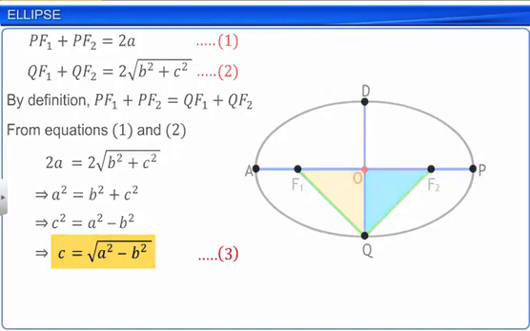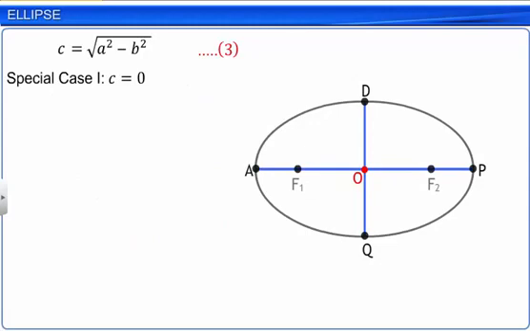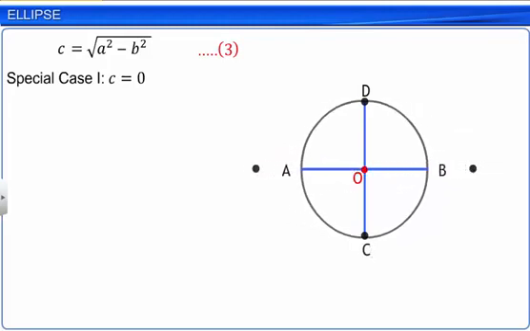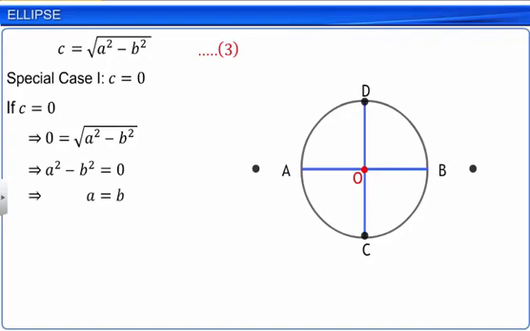If distance c of a focus of an ellipse from its center becomes 0, then the two foci overlap each other. Substituting the value of c as 0 in equation 3, we get a is equal to b. Thus, if c is equal to 0, the lengths of the semi-major axis and the semi-minor axis of an ellipse become equal, and the ellipse becomes a circle with its foci as the center.